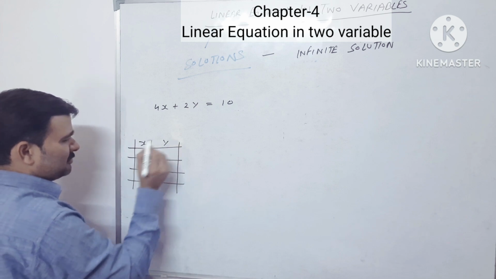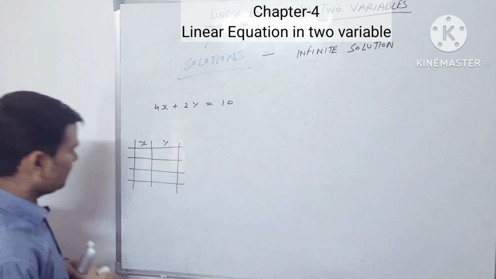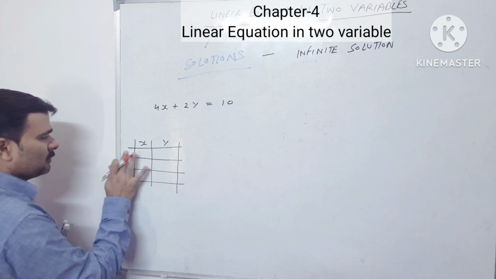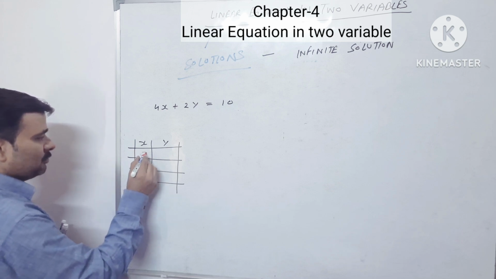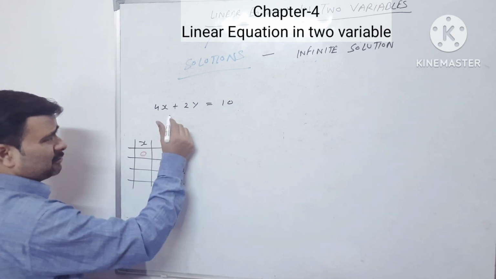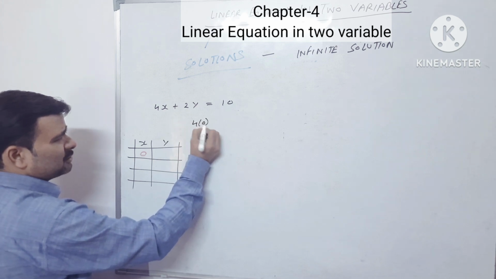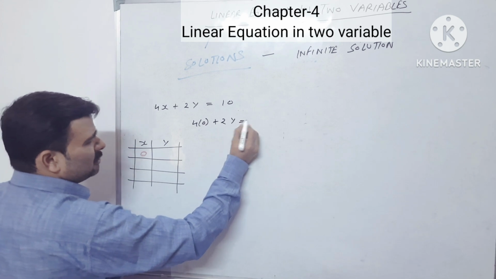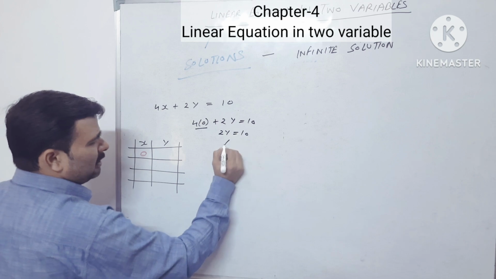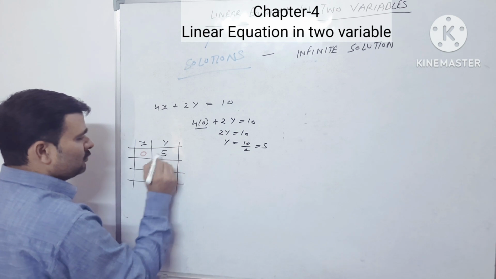It is x and it is y. Now if we put x is equal to 0 in this equation, then the value of y will be 4 times 0 plus 2y is equal to 10. This term becomes 0, so 2y is equal to 10, and we have y is equal to 10 upon 2 is equal to 5. So y is equal to 5.